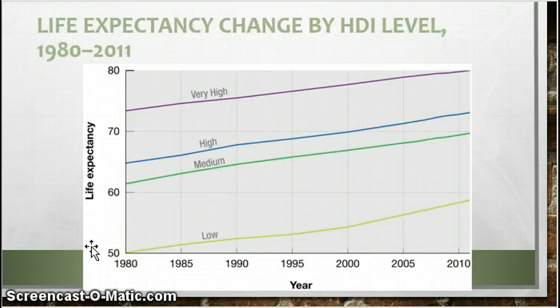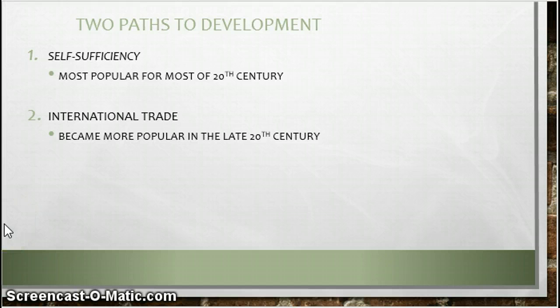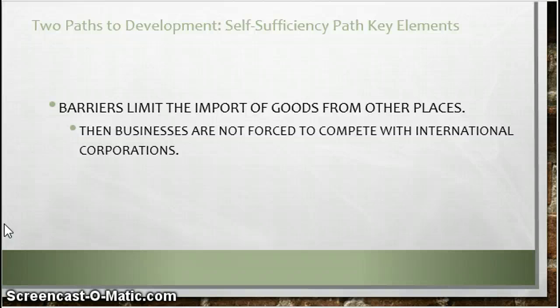And then life expectancy change by Human Development Index level. And so we see that moving in the right direction. It's going up, but it's going up the most in the very high. So it's the developed countries that are making more money. So two paths to development. Self-sufficiency was kind of favored in the past, and international trade is really the golden child now.